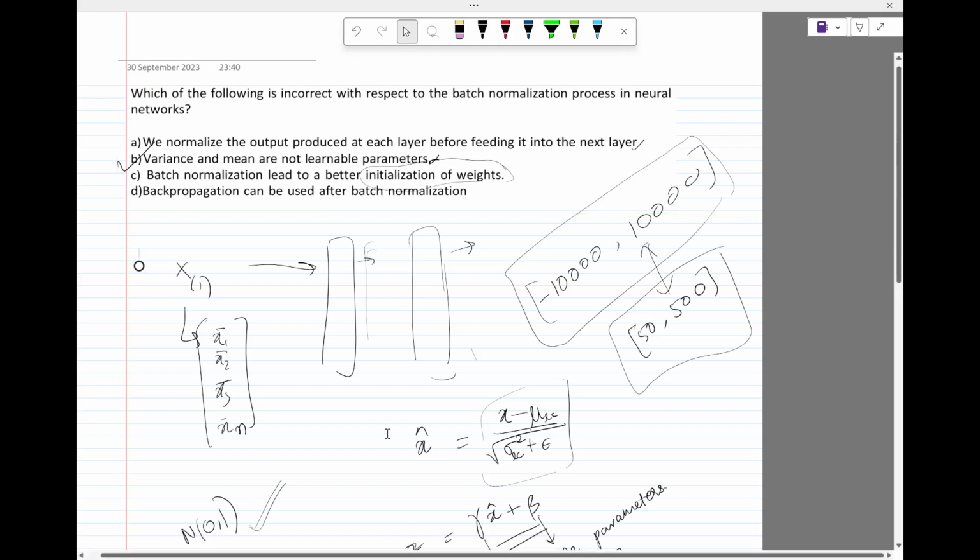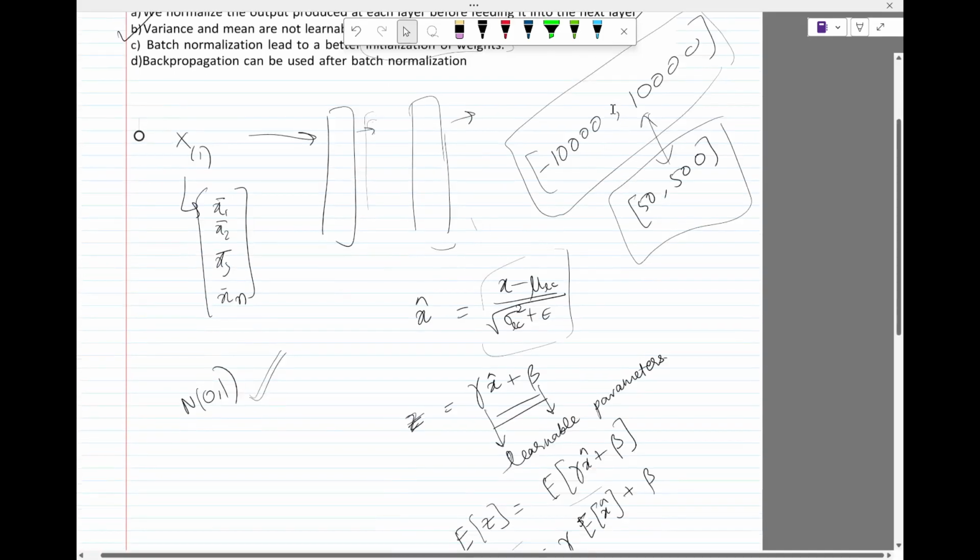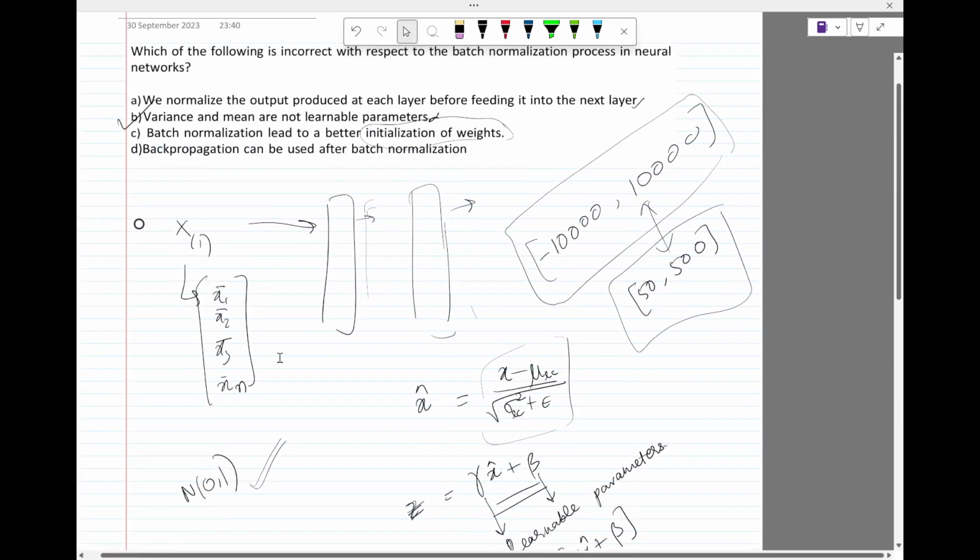Like if I were to use some ReLU activation, then these minus 1000 values will never get activated. The features with minus 1000 values, they will never get activated. But if I normalize them, then they might get activated. So in that way, batch normalization leads to better initialization of weights.